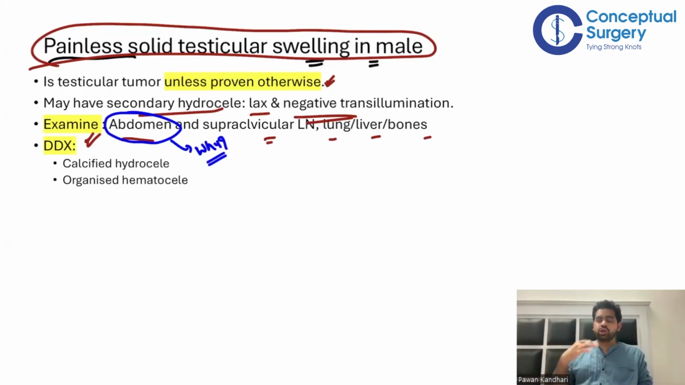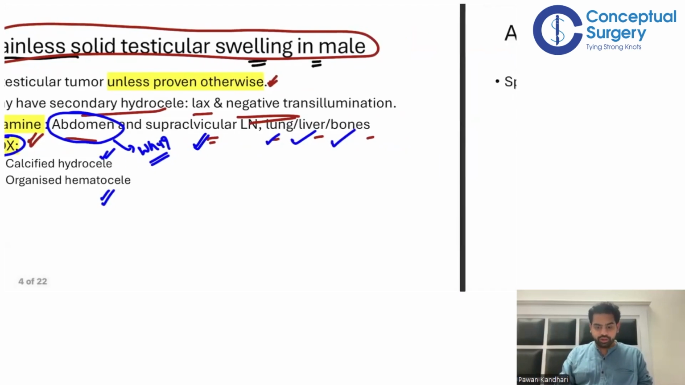Did you understand it? If you are dealing with a patient who is very thin, you might be able to palpate the lymph nodes in patients with testicular malignancy. Supraclavicular, we know, left supraclavicular, Virchow's node. Then lung, liver, and the bones, as the hematogenous spread can go to the lung, the liver, and the bones. Now differential diagnosis, as I told you: calcified hydrocele or the organized hematocele. These are the differentials of a painless solid testicular swelling.